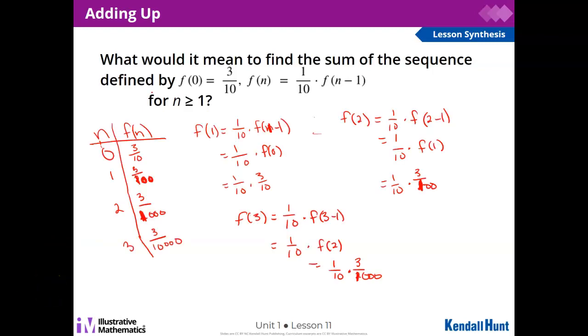Okay, I did some work here, so go ahead and hit pause and look through what I did. I just did some multiplication and figured it out. I just found the first 4 numbers in this sequence. What would it mean to find the sum of these? Well, we would want to add all of these up. So we would do 3/10 plus 3/100 plus 3/1,000 plus 3/10,000, and I would like you all to tell me what that answer is.